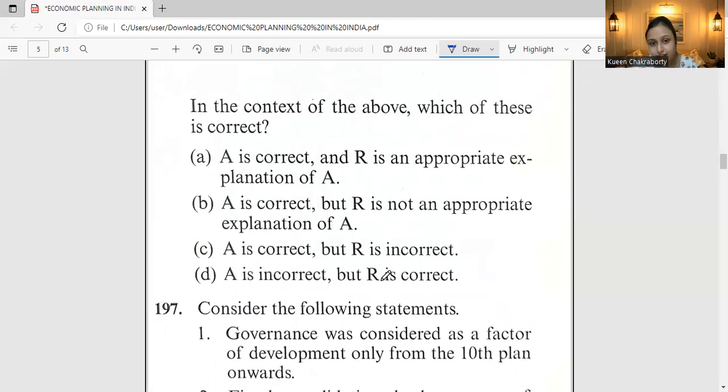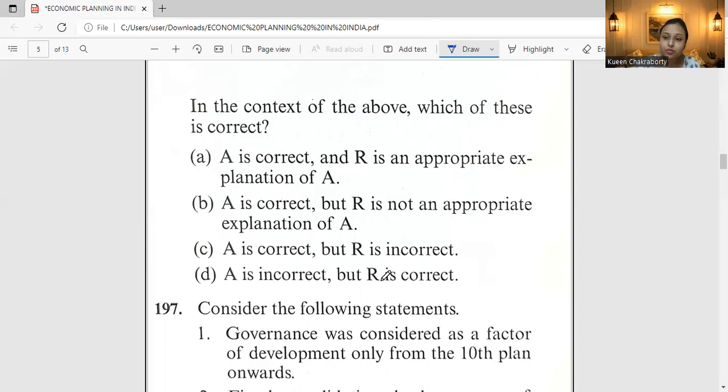A is correct and R is the appropriate explanation of A. A is correct, but R is not the appropriate explanation of A. A is correct, but R is incorrect. A is incorrect, but R is correct. Okay. So accordingly, let's discuss the answer firstly. The 11th 5-year plan that we're talking about emphasized the idea of rapid and inclusive growth, which it states in its volume 1. Okay.